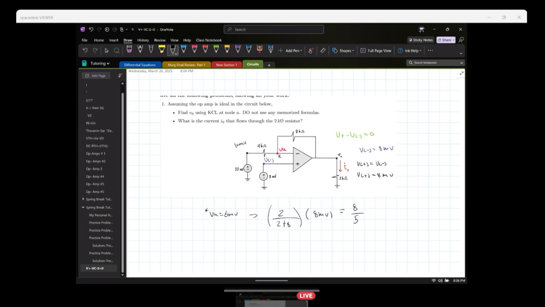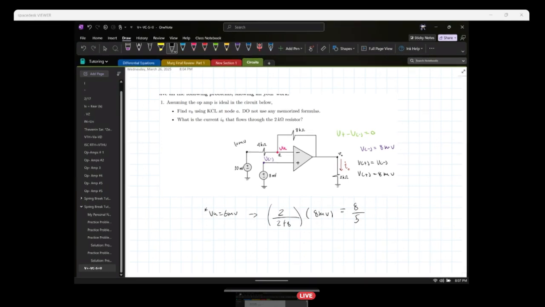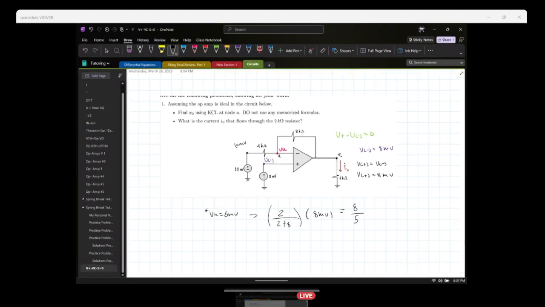Let me find it. I'm finding the email where she sent the thing. No, I'm not looking for that one, I'm looking for something else. Where did we do this? Where's my summing amp? Maybe she didn't post it.